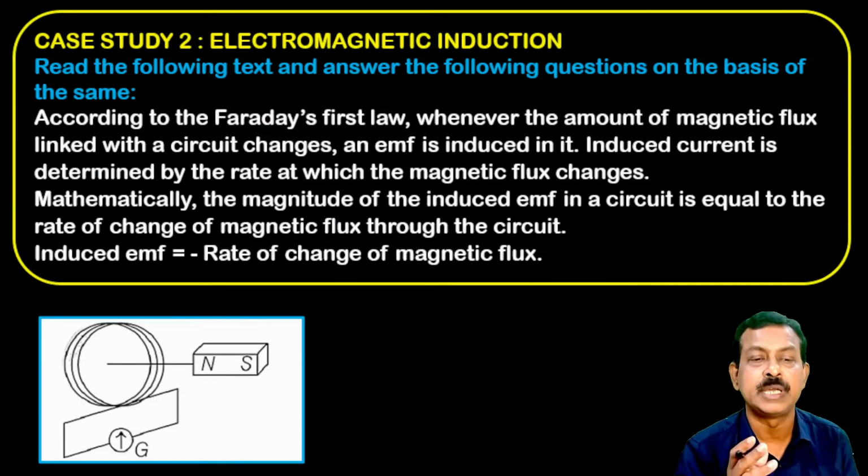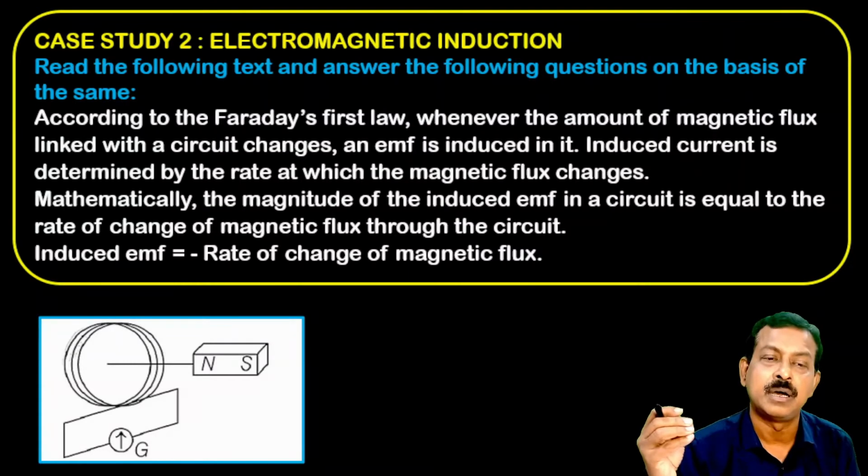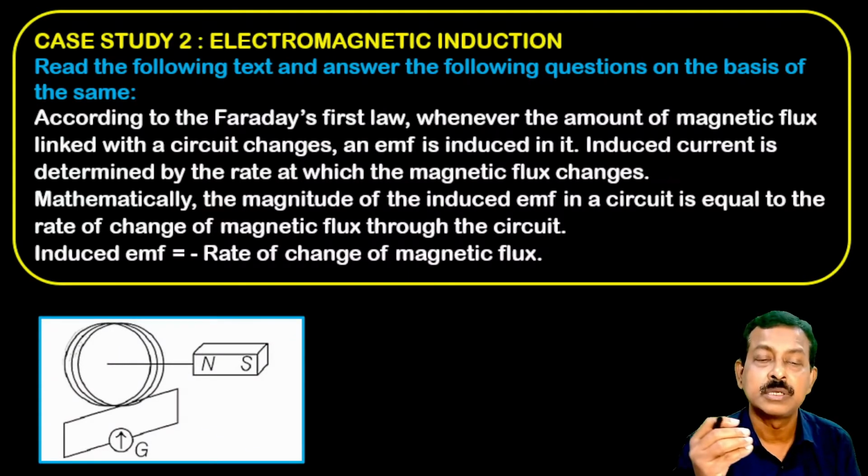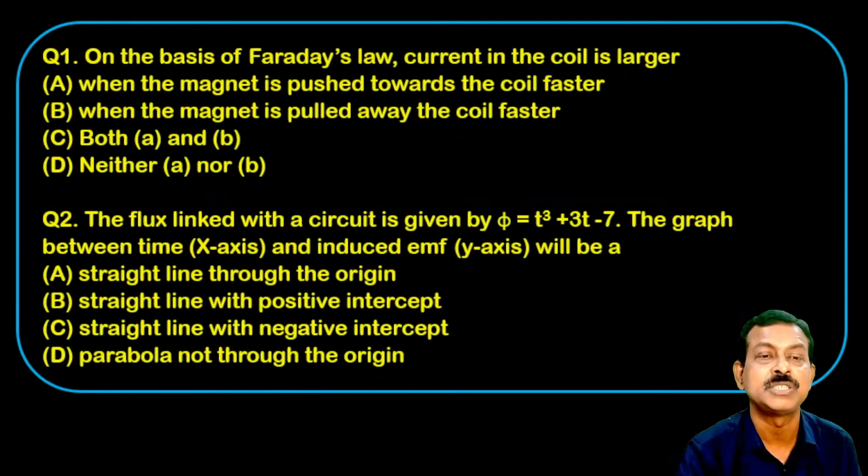Here, if you see the diagram, there is a coil and a magnet which is kept along its axis. It can be moved so that there is a deflection in the galvanometer, because when you are moving the magnet, the magnetic flux linked with the coil will change, and in that case an induced current will develop in the circuit. Now let's see the different questions based on this passage.